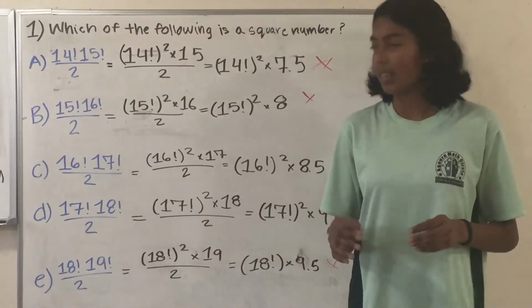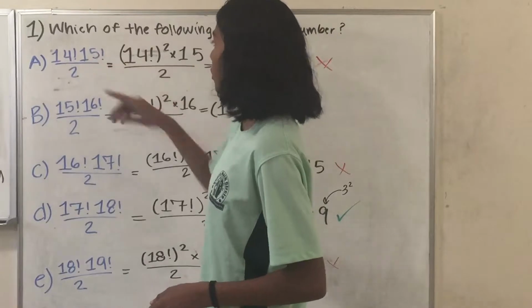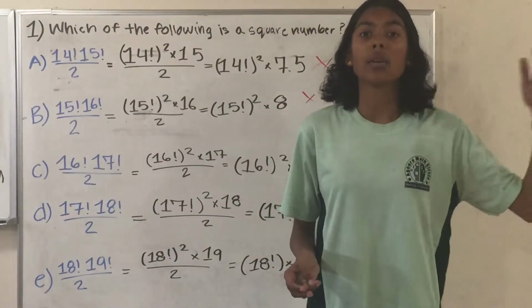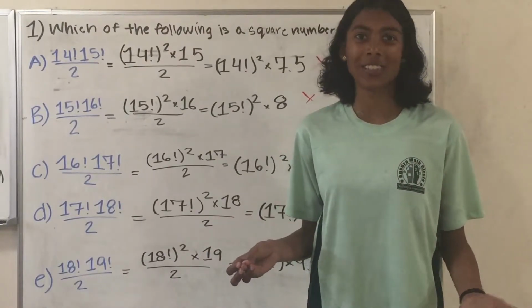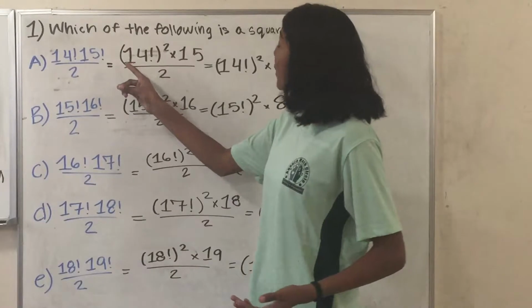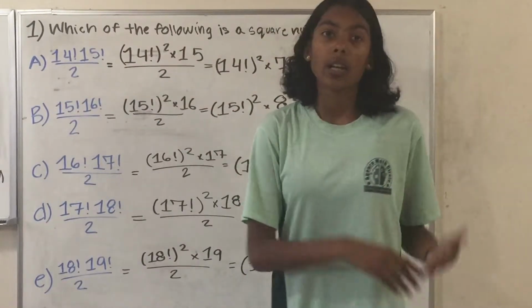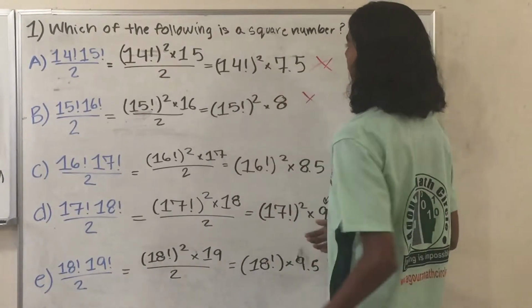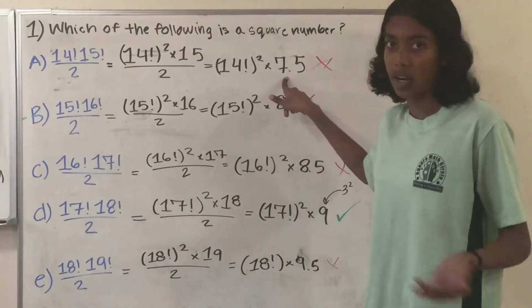You'll see what I mean in a second. So we can rewrite 14 factorial times 15 factorial as 14 factorial times 14 factorial times 15, because 15 factorial is basically 15 times 14 factorial. So we rewrite that as 14 factorial squared times 15 over 2. And we get 14 factorial over 2 times 7.5, which really doesn't work because this isn't a square number.